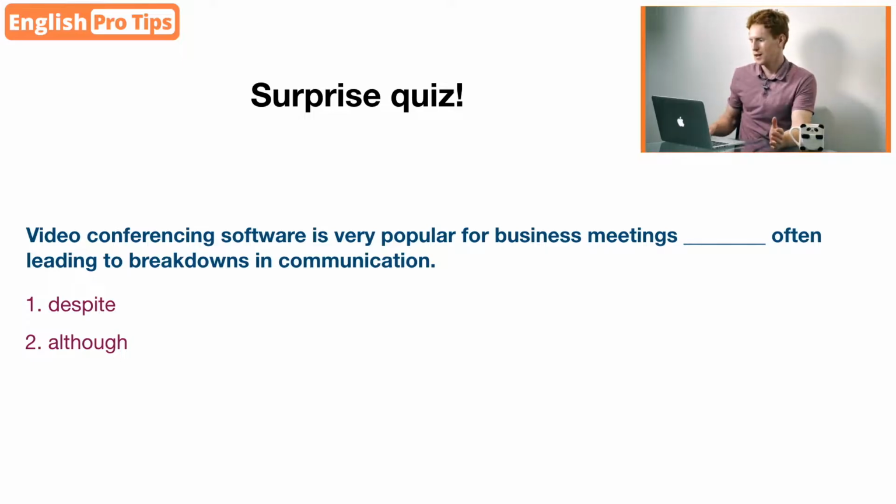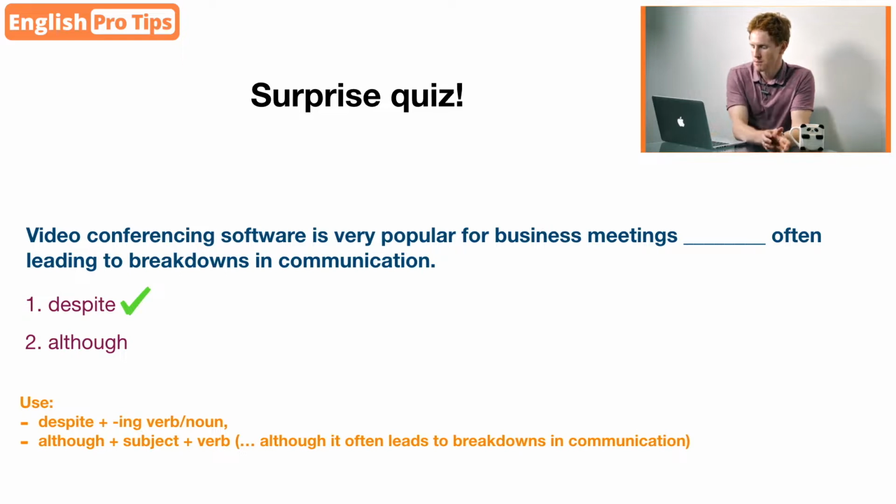Okay, the answer to number 1 is despite. So we use despite plus an ing verb or a noun. So we say despite often leading to breakdowns in communication. We cannot put although here because although is followed by a subject and then a verb. So if we wanted to put although here, we would have to say, although it often leads to breakdowns in communication. So the meaning between these 2 sentences is the same, but the structure is different.